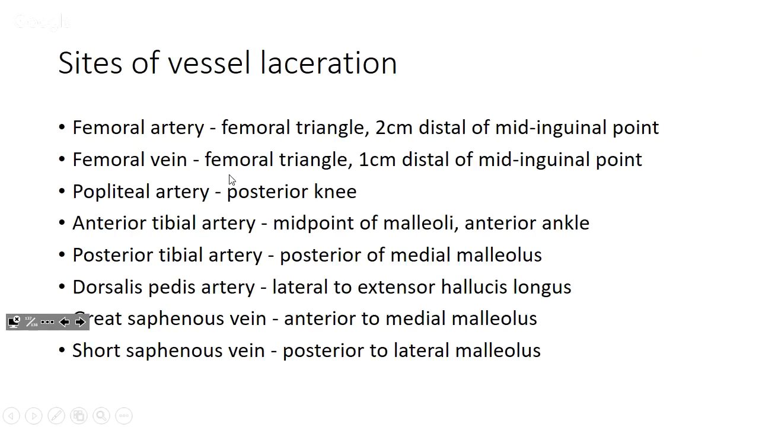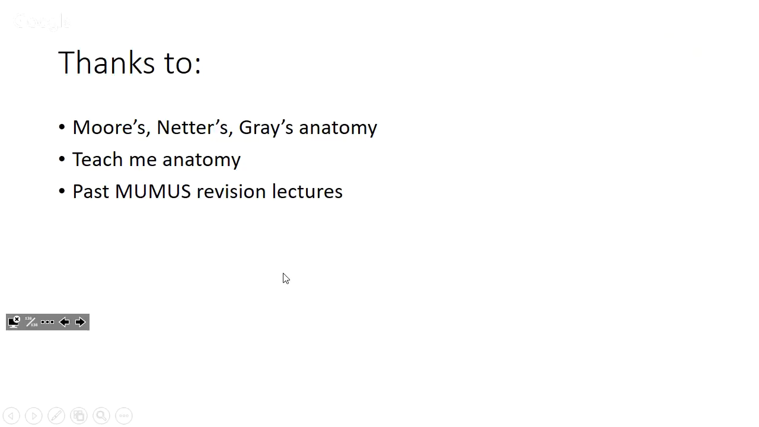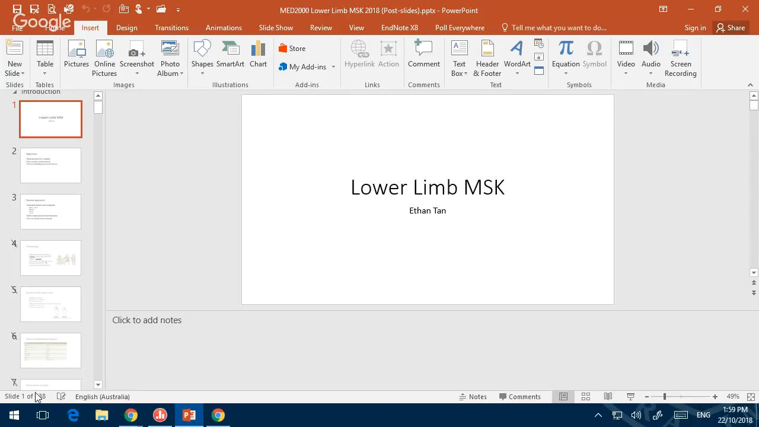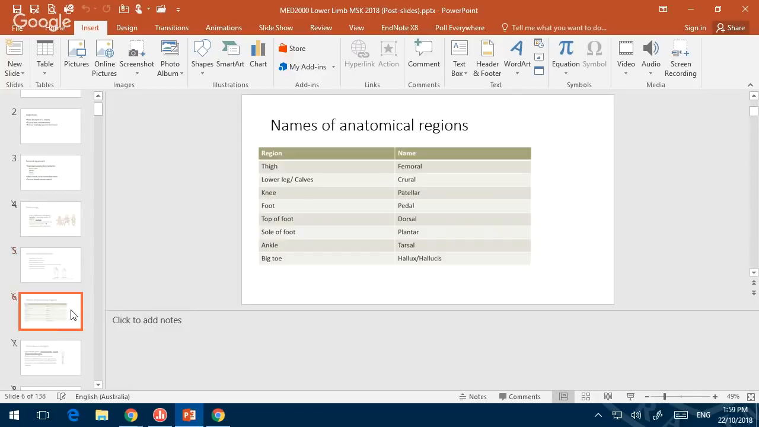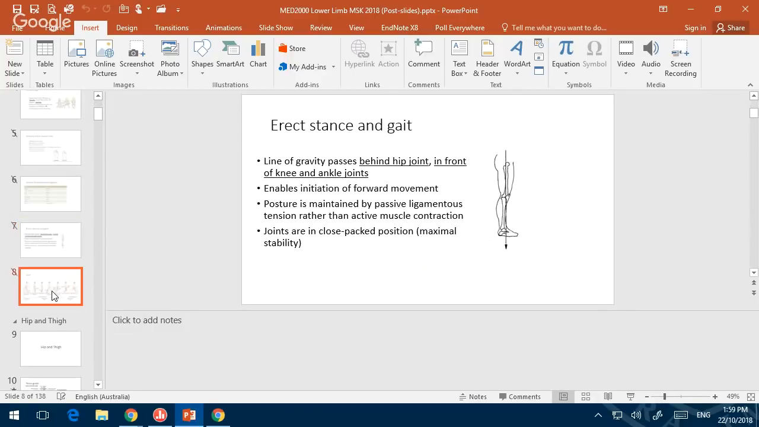Okay, so there's a list of all the vessel lacerations that you can get for your own study. And that's it. I'll be releasing to you guys a more detailed presentation. The one that you have has 70 something. This one has 138. So I've also included a few extra ones that I wasn't able to cover today, but hopefully it will help you as you study.